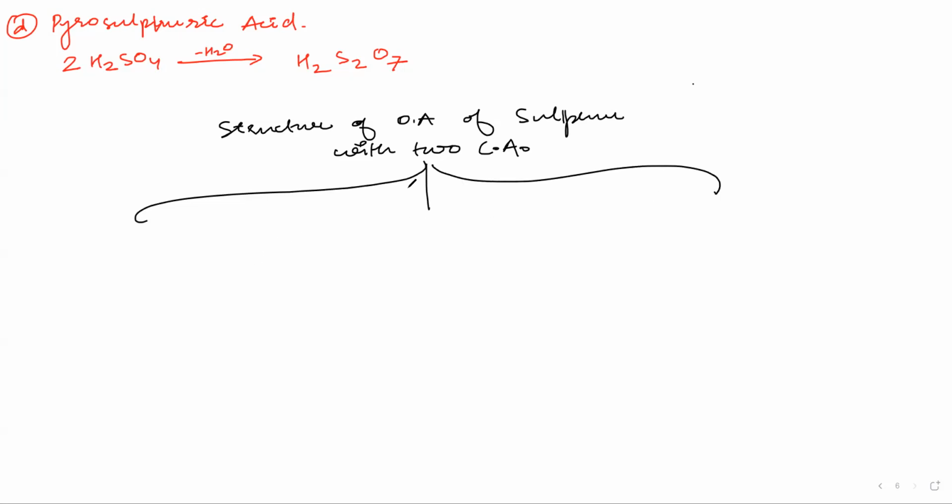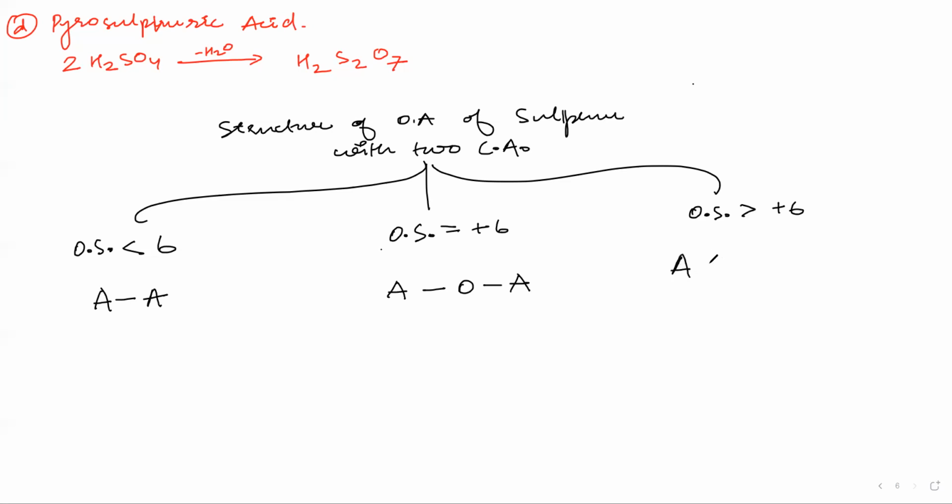You can either have oxidation state of sulfur equal to plus 6, or oxidation state of sulfur less than 6, and sometimes you will see oxidation state greater than 6. If oxidation state is equal to plus 6, it will have AOA bonds. If it is less than 6, then it will have AA bonds. And if it is greater than 6, then it will have some peroxy kind of linkage like this. So when you have this type of structure, the oxidation state gets higher than plus 6.